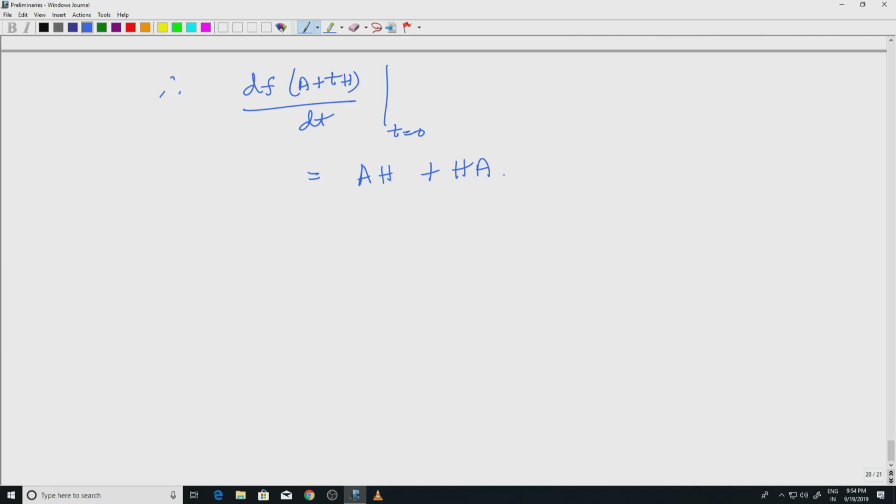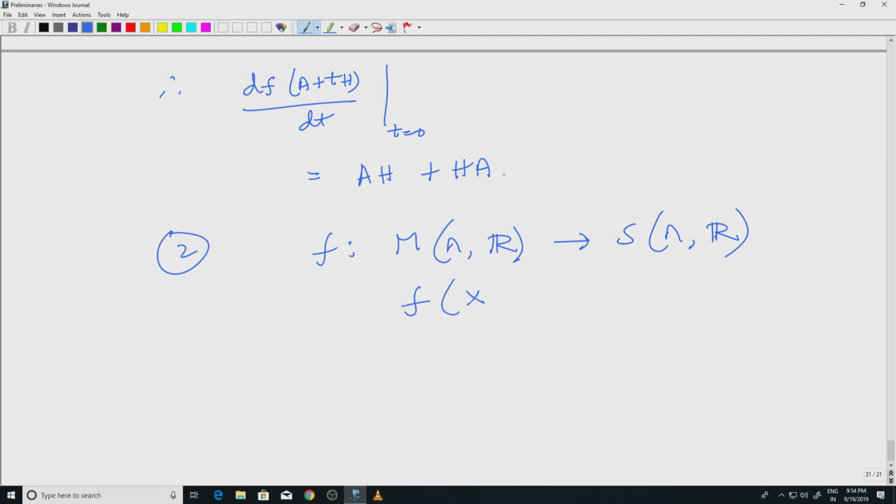Now the second example is something similar. So this time I will take f from M n R to S n R, symmetric matrices, and again the input is x and the output is, instead of x squared, I will take x times x transpose. The point is that whatever x is, x times x transpose is always going to be symmetric. So I actually get an element of S n R, not just any other matrix.